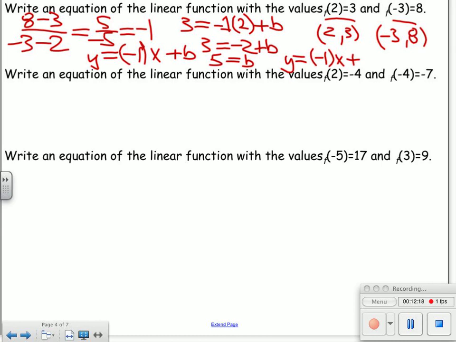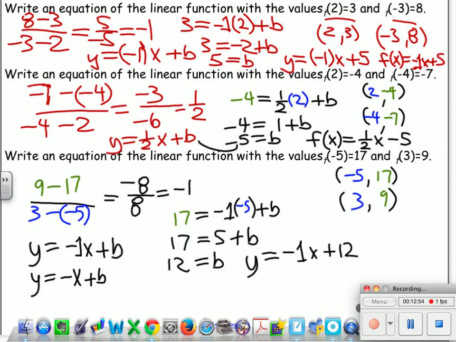So the equation is going to be y is equal to -1 x plus 5. Or, in function notation, f of x is equal to -1 x plus 5. So that's the same thing. For these two problems, I'm just going to rewrite them out the way I did before just to see if you guys got them. You should give them both a try right now.